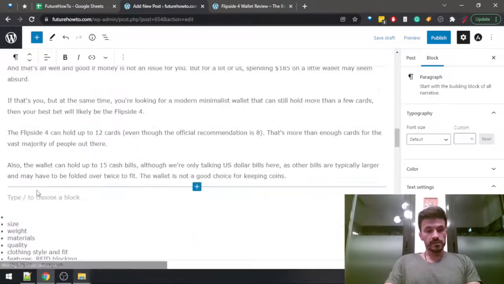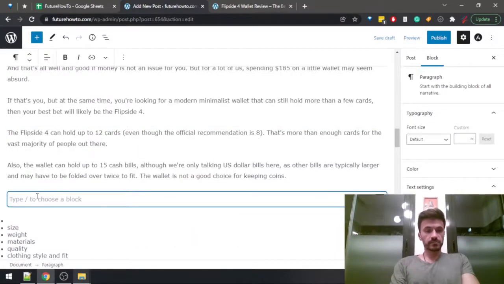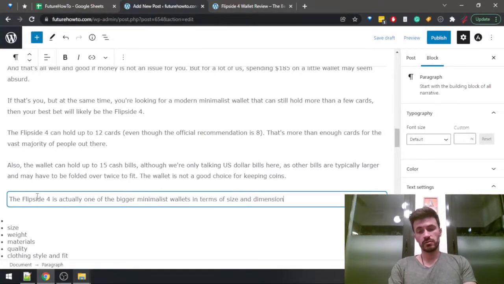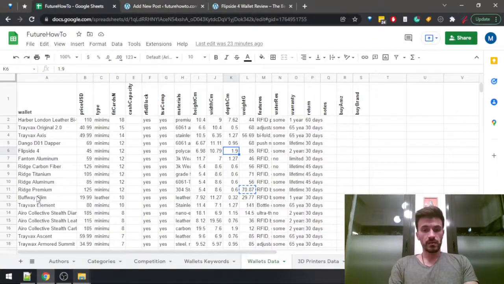Okay, let's get back here. So the Flipside 4 is actually one of the bigger minimalist wallets in terms of size and dimension. So, what can we say here?